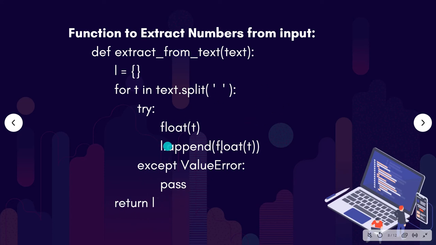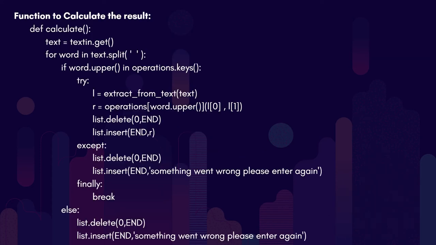So I hope you get this one, how we can extract numbers from the text. Just try converting them to float. If they are converted, append them into the list. Otherwise, just pass that word and continue. And after this, we will define another function that will calculate our result. So we define calculate, and no parameters are required for this.